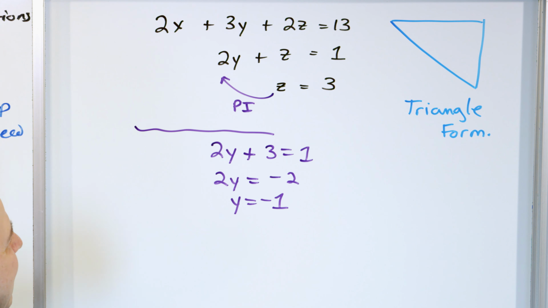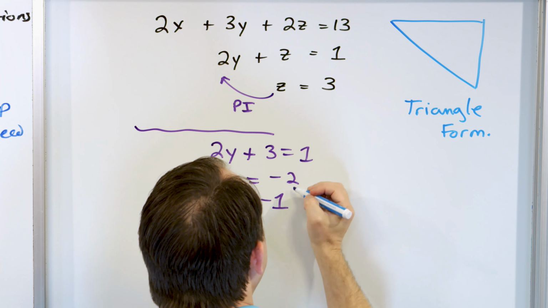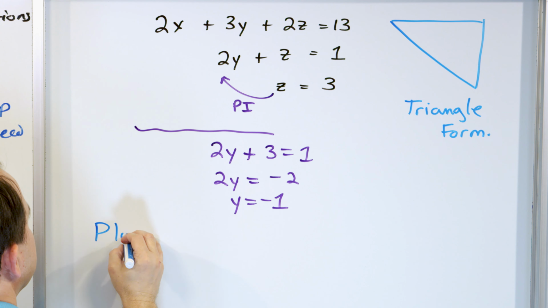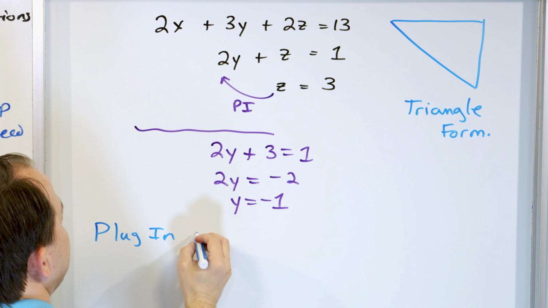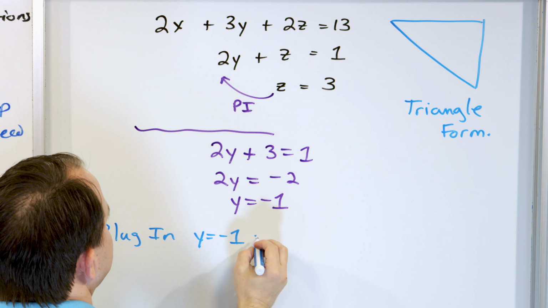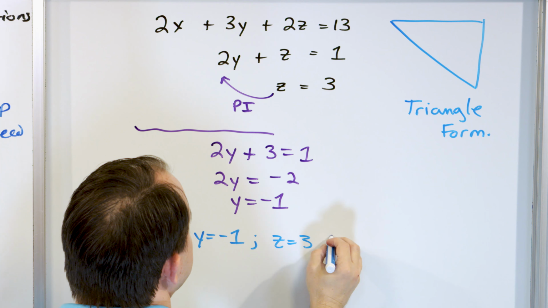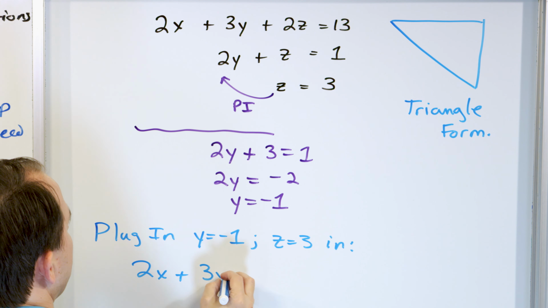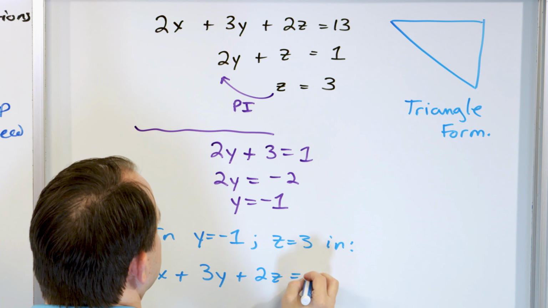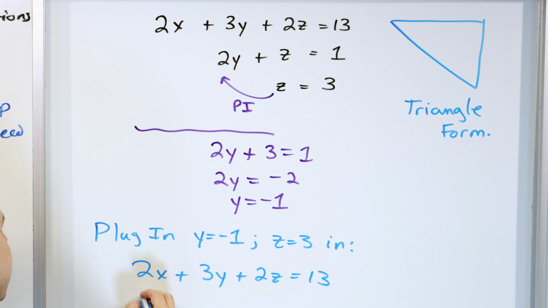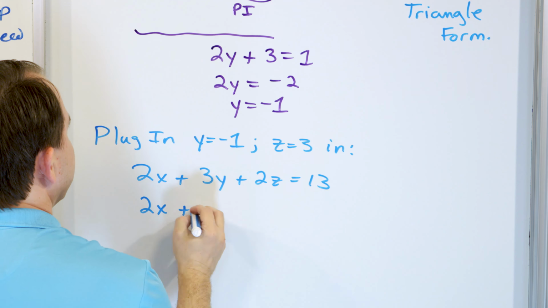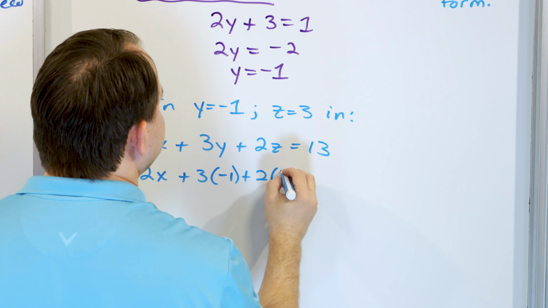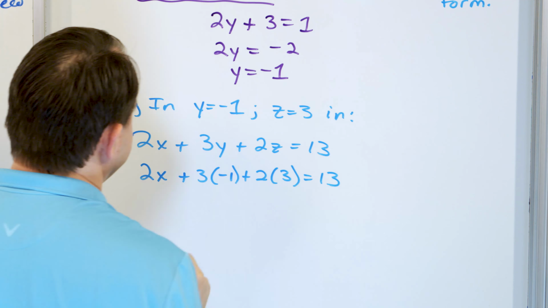How do you think I figured that out? Well, now I know what z is. Now I know what y is. I take both of those and stick them back in here. So what I do is I plug in y is equal to -1 and z is equal to 3 into the following equation, the big one at the top. 2x plus 3y plus 2z is equal to 13. I just stick these values in. So I get 2x plus 3 times y, which is -1, plus 2 times z, which is 3, is 13.